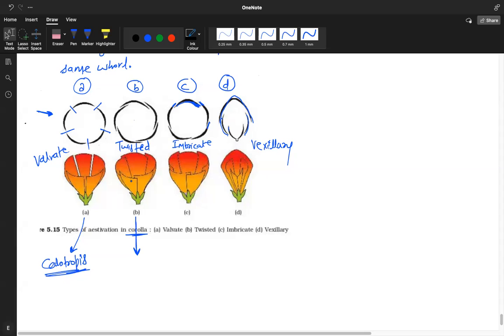Second, come to the second, which is twisted. Write down. In twisted, one margin of the petal or sepal overlaps with the next one, in a continuous clockwise or anti-clockwise manner.